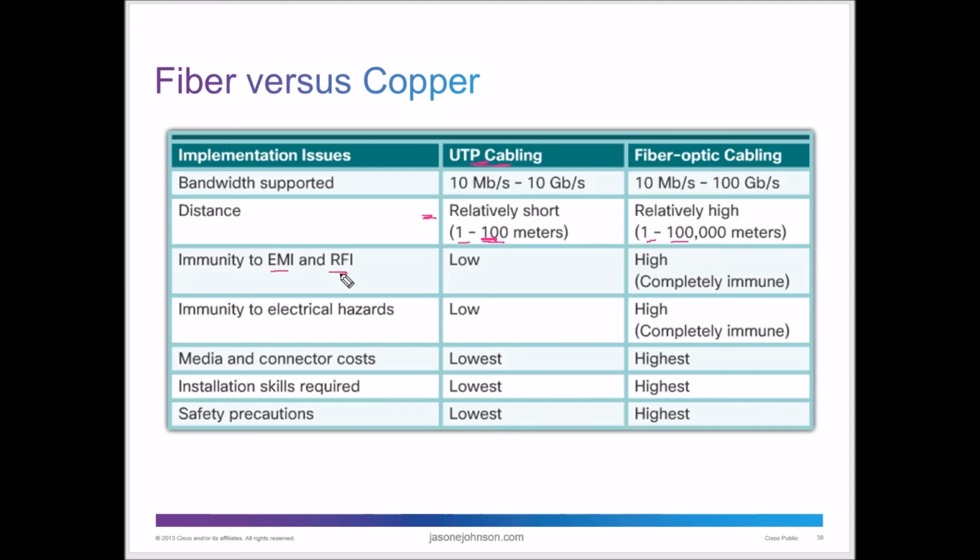Immunity to EMI and radio frequency: fiber is completely immune to any type of interference, but unshielded twisted pair is going to get signal problems from EMI. Electrical hazards are low on the copper side, but immunity is high here. It's completely immune to electrical hazards.